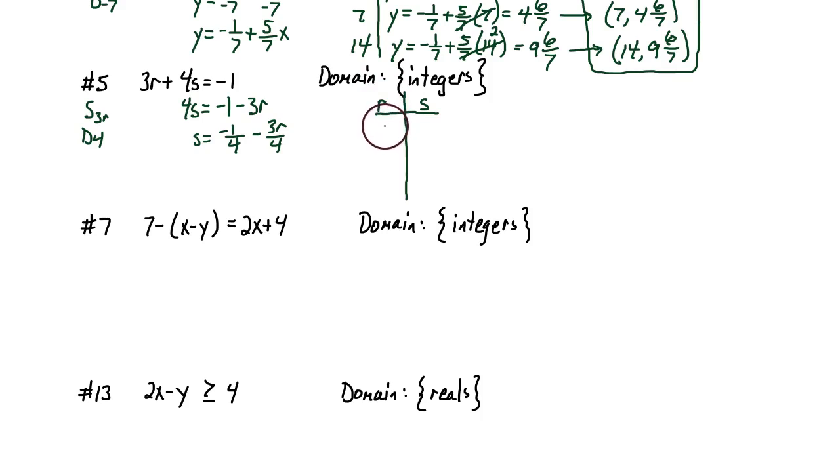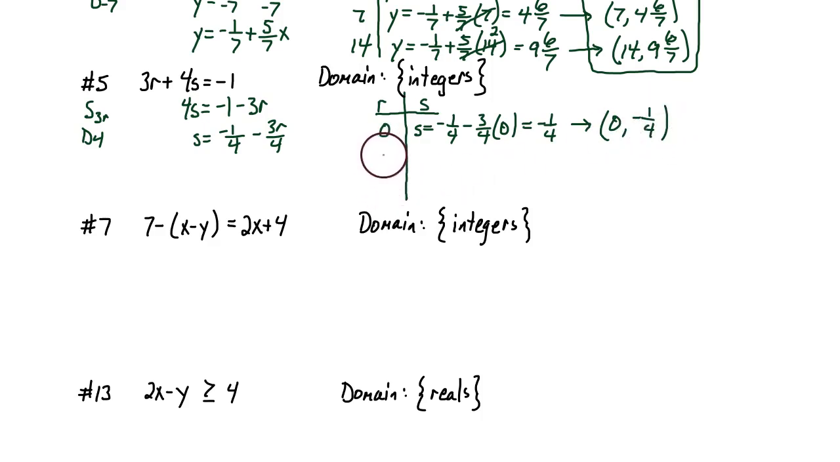Let's choose an integer for r. 0 is an integer. s equals negative 1/4 minus 3/4 times 0. I'm following the pattern that was created from this equation here when I solved for s. 3/4 times 0 is 0, so this makes negative 1/4. The ordered pair shown here is 0, negative 1/4. Okay, 2 more rows to go.